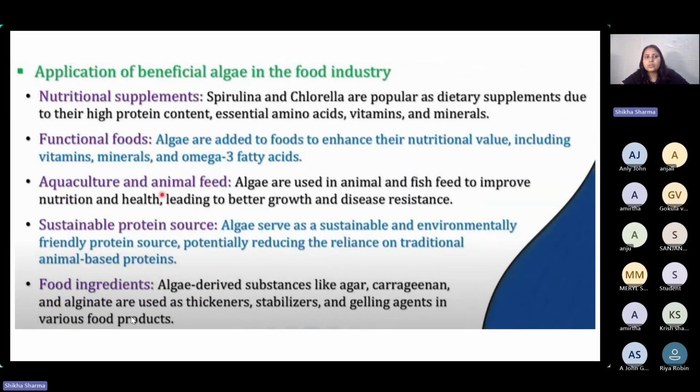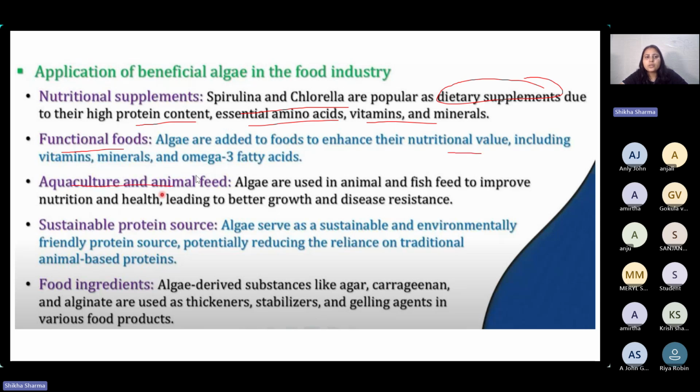Bioactive compounds are also there, so they can be used in different applications in the food industry, like spirulina and chlorella. They can be a good dietary supplement of high protein, essential amino acids, vitamins and minerals, and they can be used as functional foods, so they can enhance the nutritional value of food products.